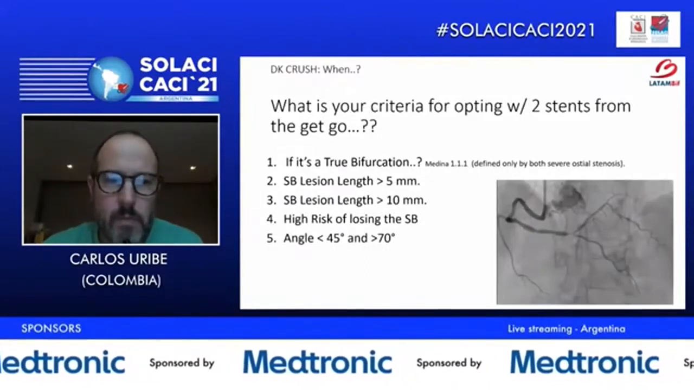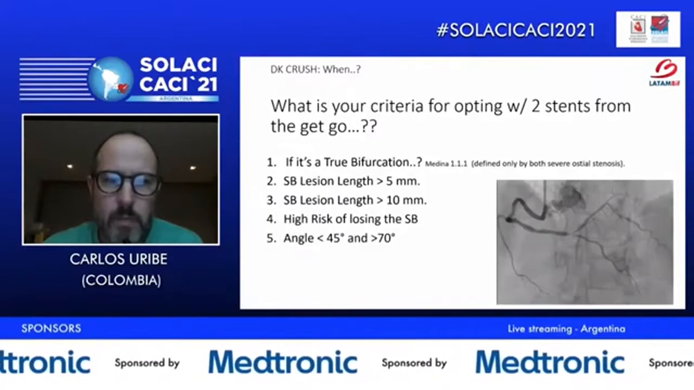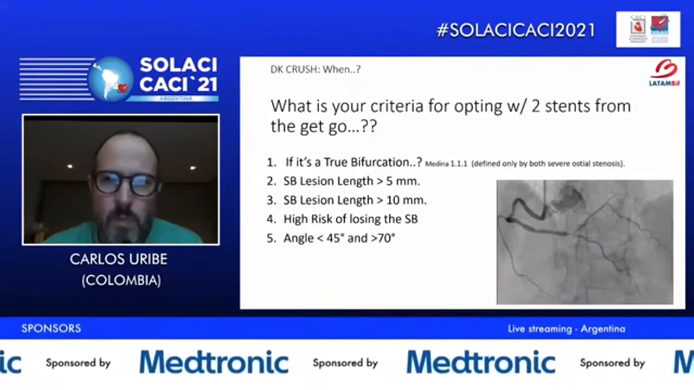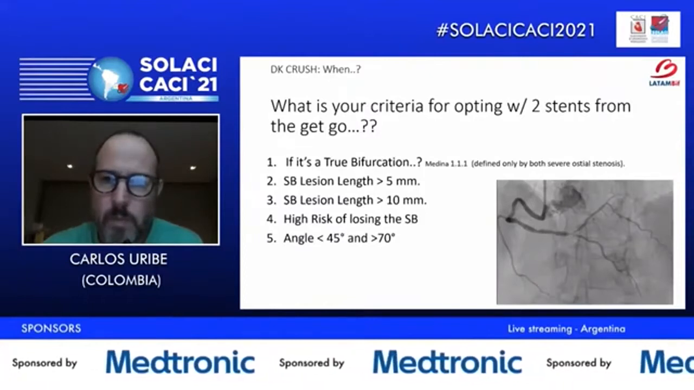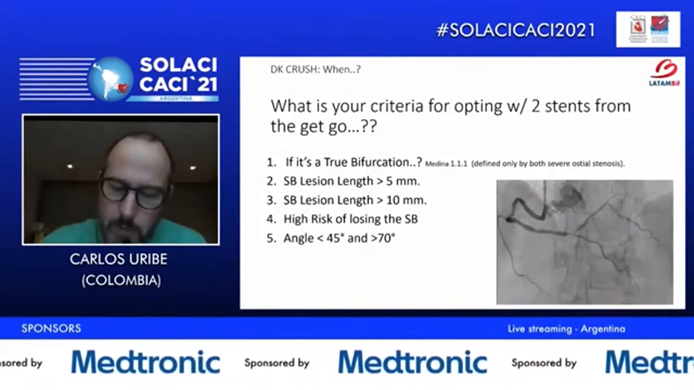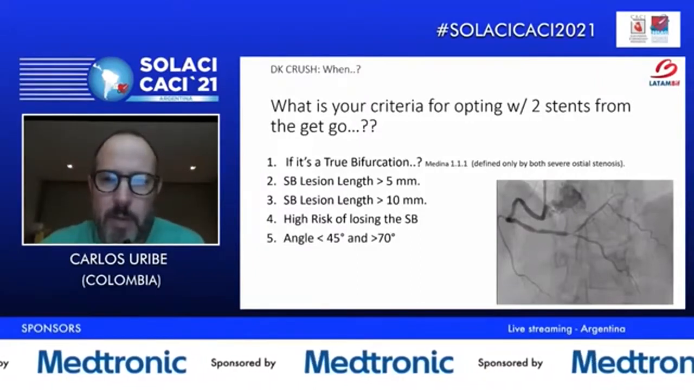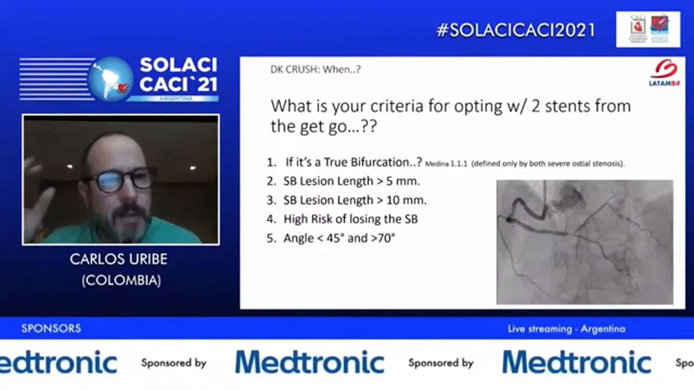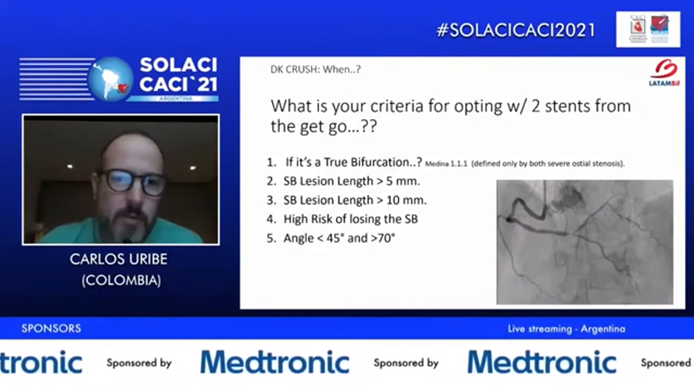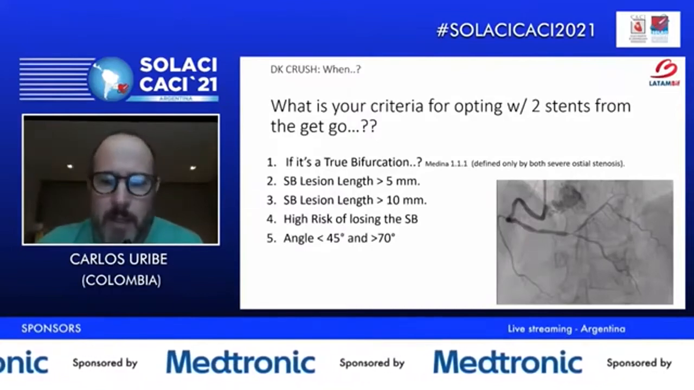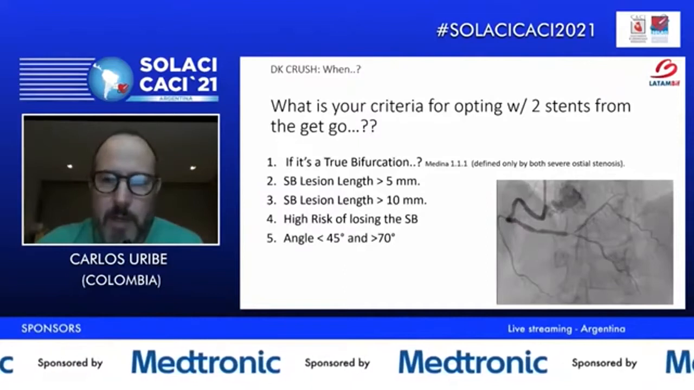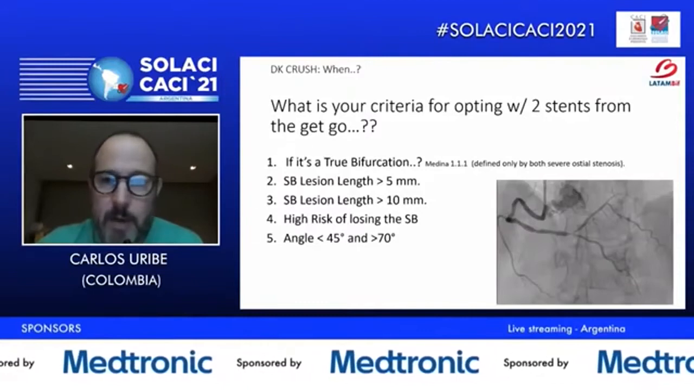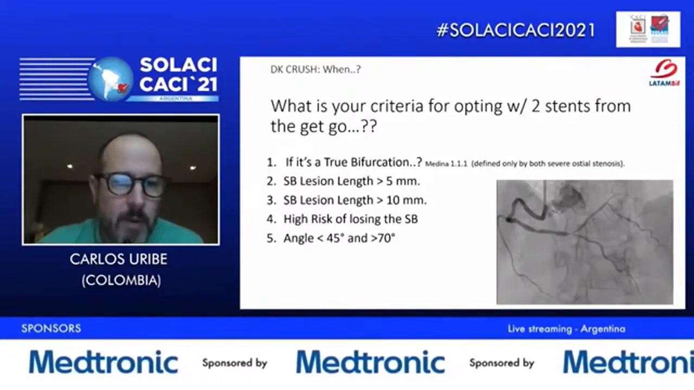The provisional stent is a philosophy, it's a strategy. If the provisional stent fails, then another stent can be used. So provisional, and then I will just check on the result. This is what we have traditionally learned, and this is what we see in textbooks. Medina 111 is defined as a true bifurcation, and the strategy should be to stent.